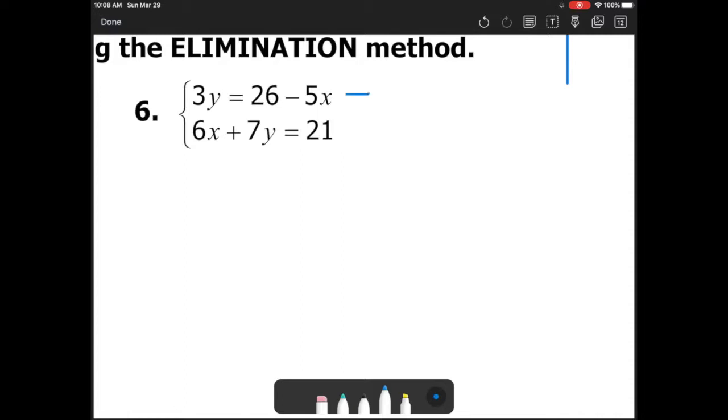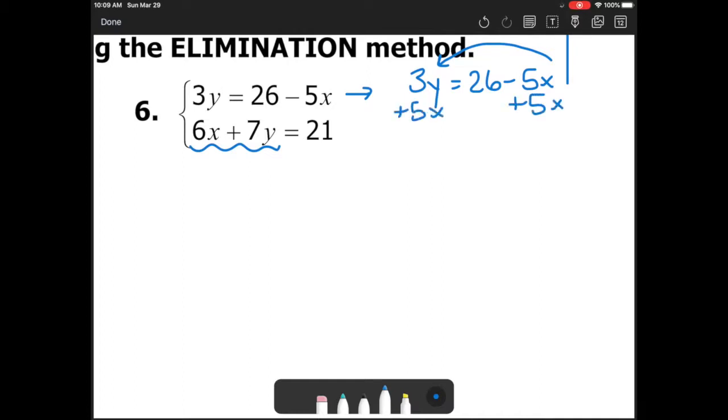I'm going to take this problem, 3y equals 26 minus 5x, and I want to put the x over on this side with the y, like this one is. So I'm going to add 5x on both sides, and you see that's going to do it. And you see in the second problem, see how x is first and y is second? So I have to make sure x is first, y is second. So I have this, okay? All I've done is solve the problem for 26 instead of for x or y. Now I'm going to take that problem and write it underneath the other one.